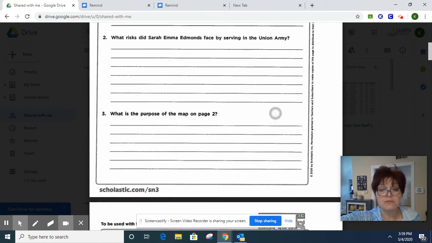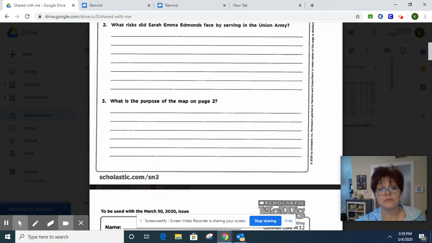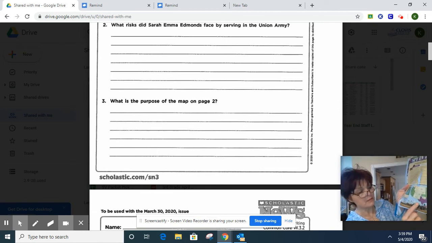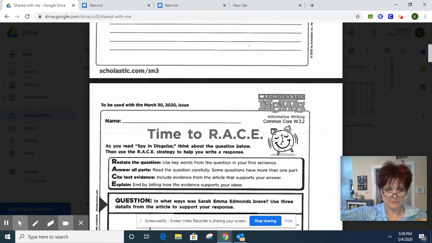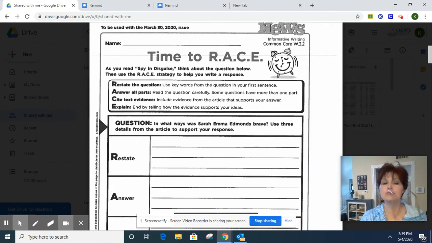What is the purpose of the map on page 2? So we went over that. So I want you to go back and look at it. Look at the legend. Remember, the key or the legend on a map tells you information about that map. So go back and either re-listen or just use your ideas and look at what it's telling you. What is the purpose of it? Okay, so time to race.